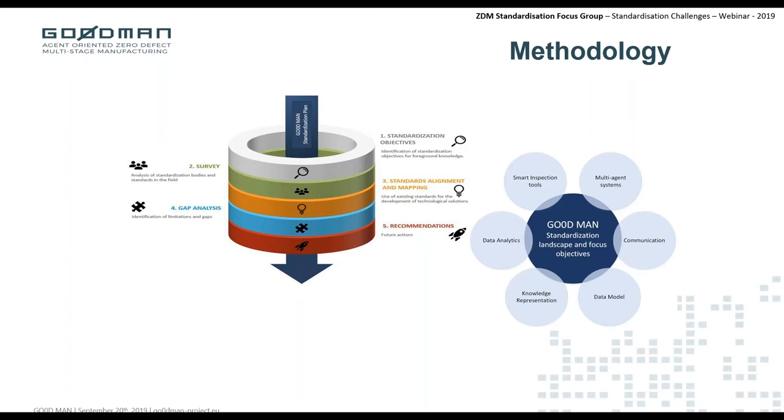Aiming this methodology, we split the scope in six areas of actuation of the Goodman project, that are multi-agent systems, communication, data model, knowledge representation, data analytics, and smart inspection tools. Each one of these areas makes a kind of analysis focusing on these four topics. First, the context related to the survey. Second, the used standards related to the standards used during the developed applications. The third one related to what are the limitations and gaps of existing standards. And finally, what are the actions that they propose for the future?